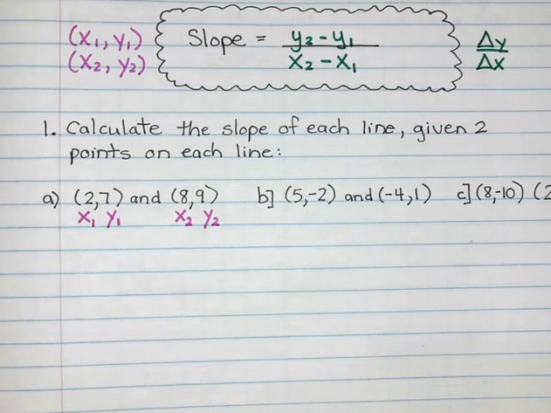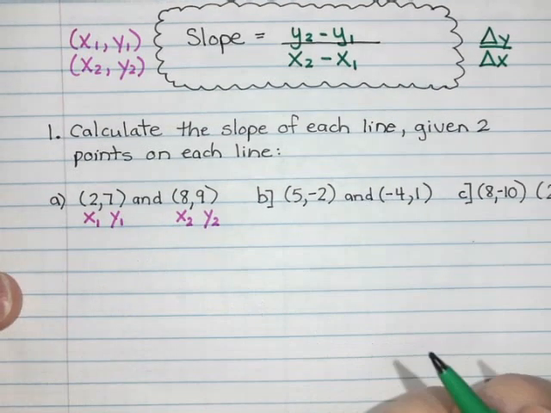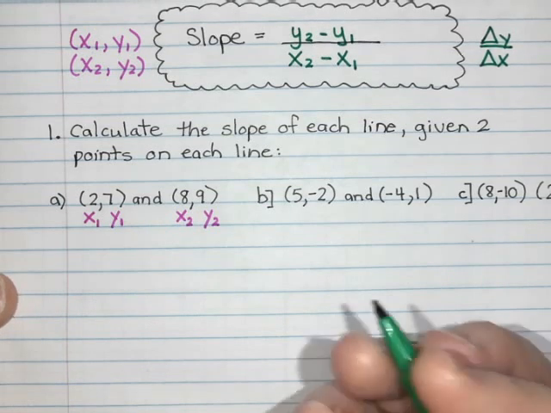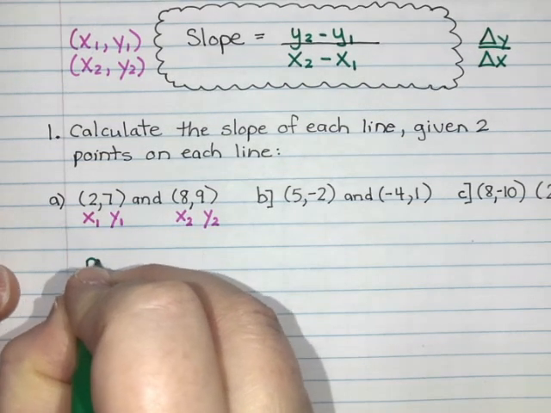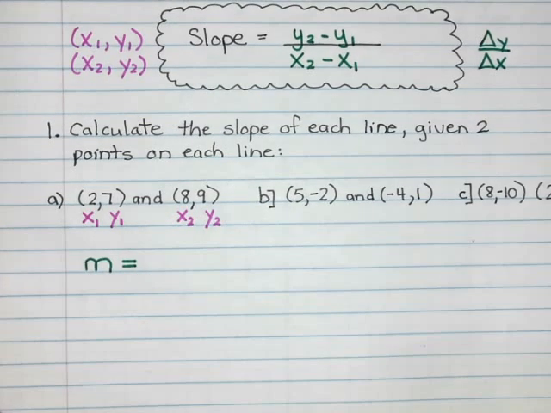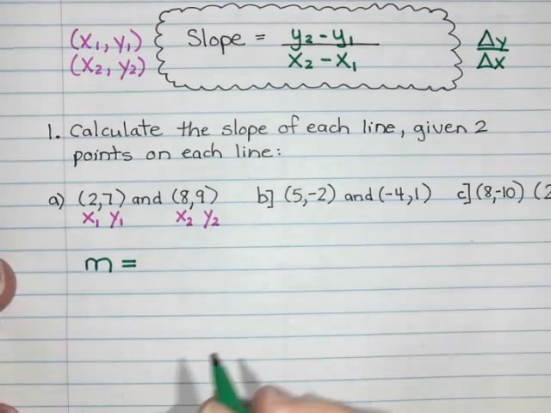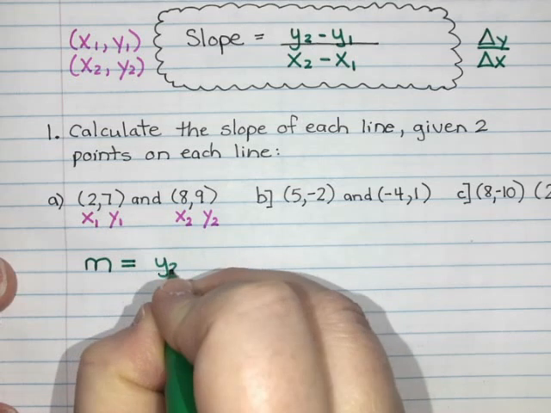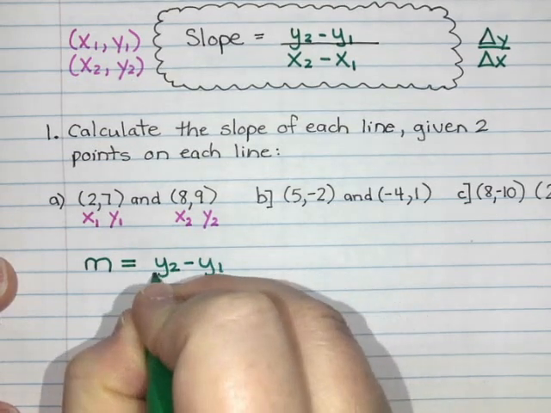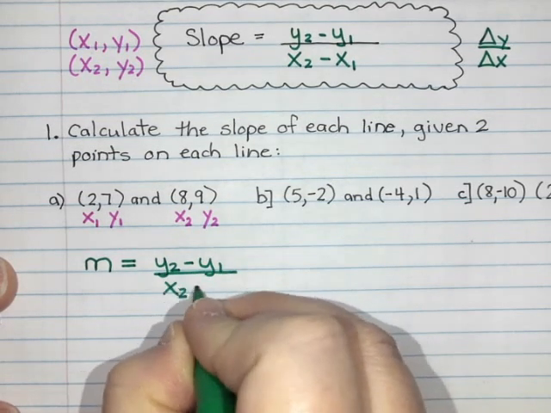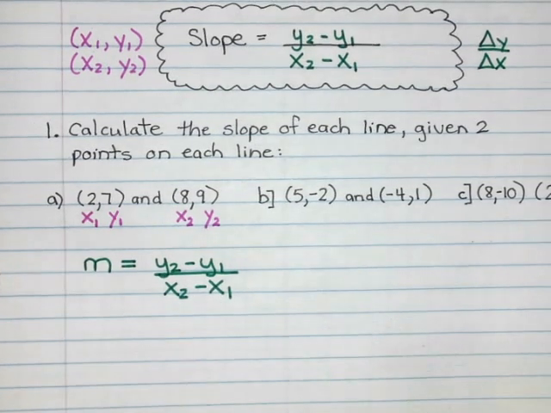So I'm going to write down the formula. I could write the word slope. The letter that you can use for slope is M. It's just a little bit less writing. It's entirely up to you. If you want to write the word slope, that's fine. So y2 minus y1 over x2 minus x1.